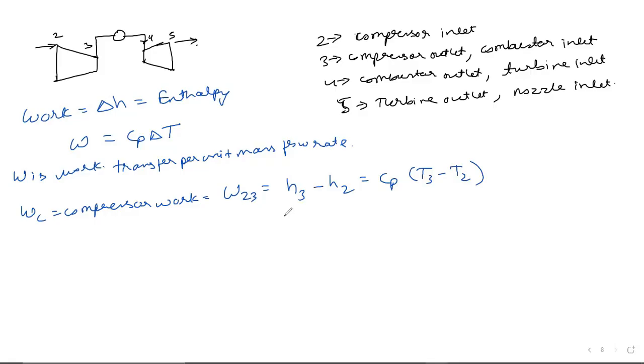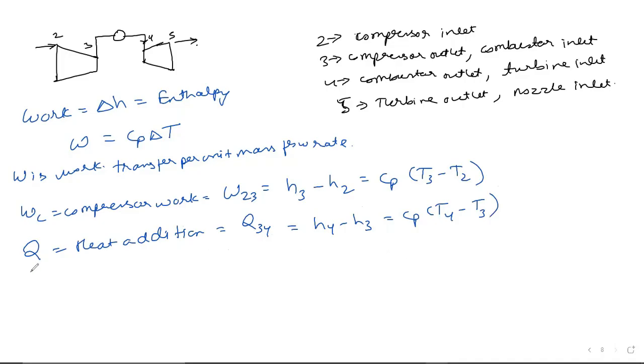Then there is heat addition. Heat addition can be called Q, and Q is basically heat addition. It can be called Q34 because it is happening in 3, 4. So Q34 is basically H4 minus H3. So it is basically Cp (T4 minus T3).